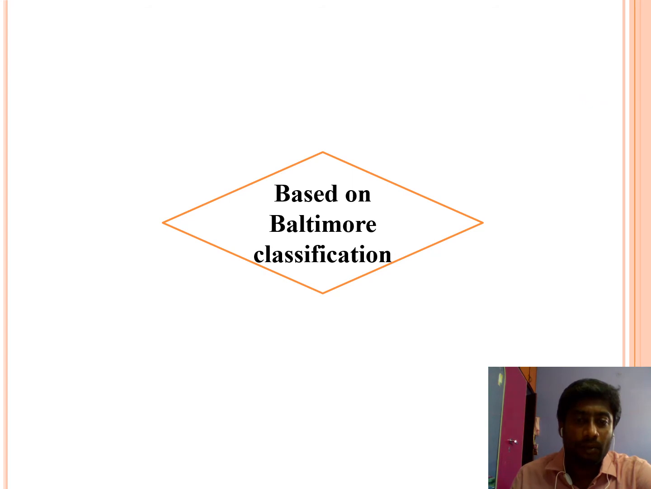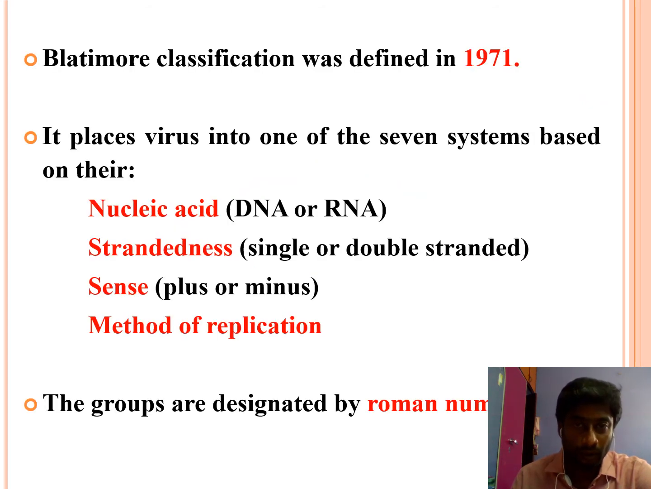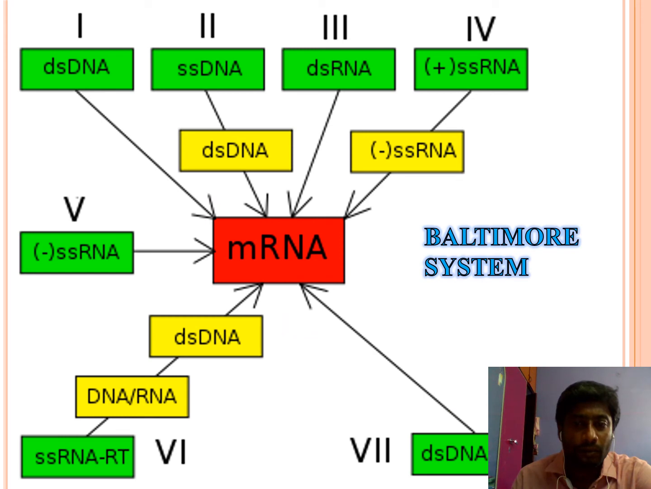Next, the Baltimore classification, a very important classification discovered by David Baltimore, an American biologist, in 1971. It places viruses into 7 groups based on their nucleic acid, then strandedness, whether it is single stranded DNA or double stranded DNA, single stranded RNA or double stranded RNA, sense plus or minus, and method of replication. These groups are designated by Roman numerals. So this is the classification of the Baltimore system.